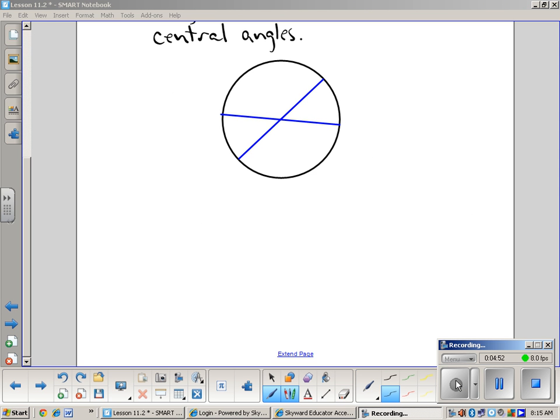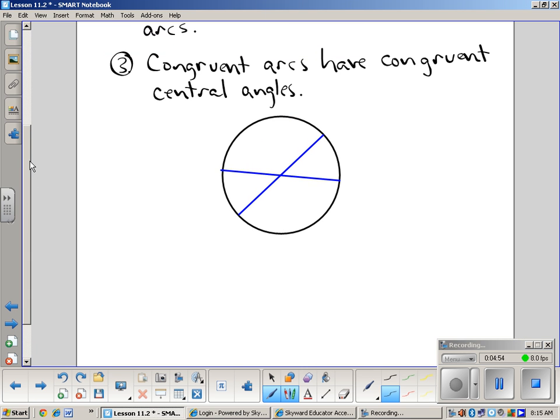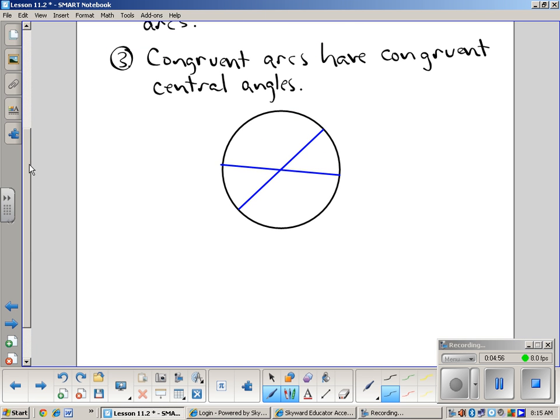Okay, so here we have a circle, and we have a couple central angles drawn. Remember, a central angle is an angle whose vertex is at the center of the circle. And so here's another one. If you don't have that in your head, and you don't have it written down somewhere, then you should write that down. A central angle is an angle in a circle whose vertex is at the center.